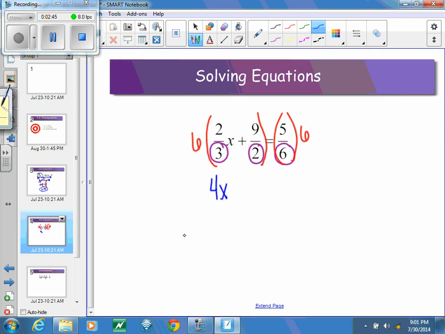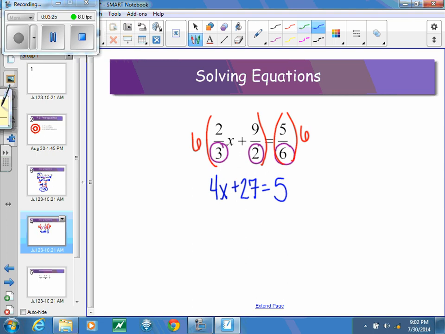Then I'm going to go ahead and take 6 times 9/2. So 6 times 9, that's going to give us 54. And then I have 54 divided by 2, which is going to give me 27. And then over here, 5 times 6 is 30. 30 divided by 6 ends up giving us 5. Another way that I sometimes like to do this is I take 6 divided by 3, which is 2. 2 times 2 is 4. 6 divided by 2 is 3. 3 times 9 is 27. 6 divided by 6 is 1. 1 times 5 is 5. I sometimes think that's a little bit easier, but it's up to you.